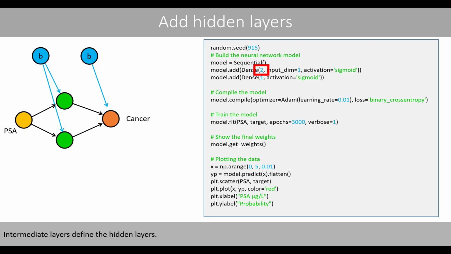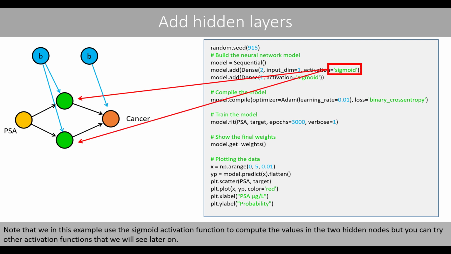Intermediate layers define the hidden layers. Note that in this example we use the sigmoid activation function to compute the values in the two hidden nodes, but you can try other activation functions that we will see later on.